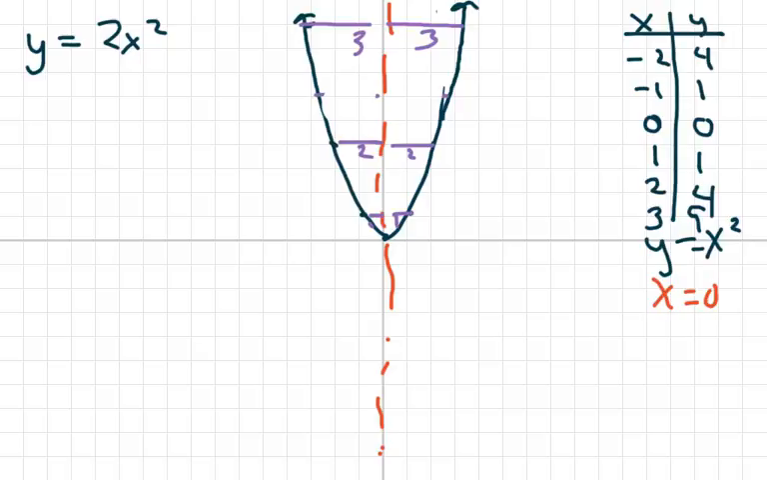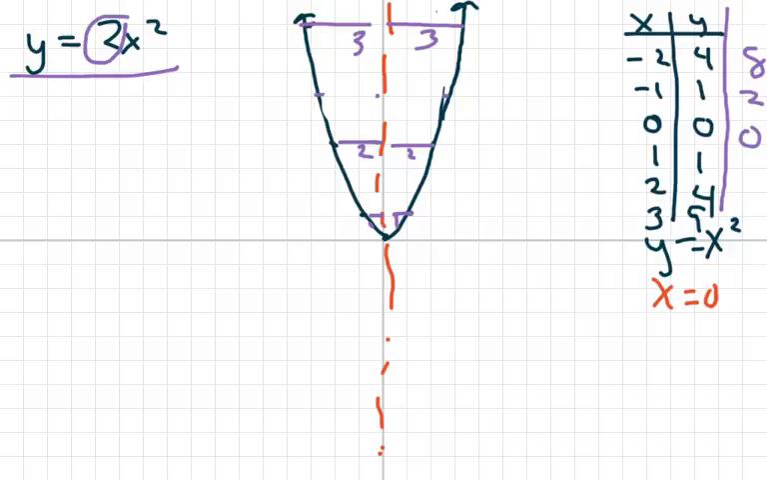And now what I want to do is this transformation of changing the 2. So basically what I'm doing is I'm stretching this. And when I stretch it, I'm basically multiplying my y by 2. So if I take my y and multiply all this by 2, I'm getting 8, 2, 0, 2, 8. And I'm going to go ahead and erase this back out.